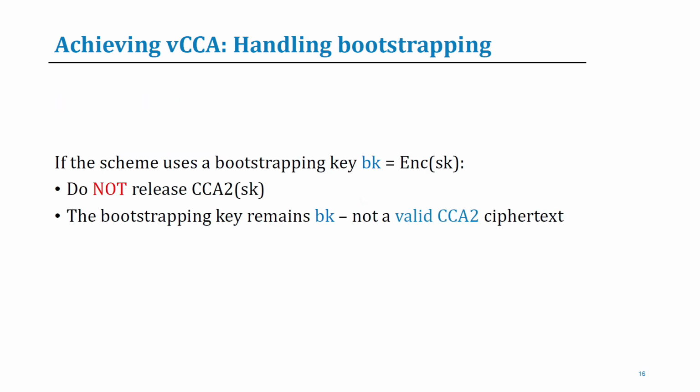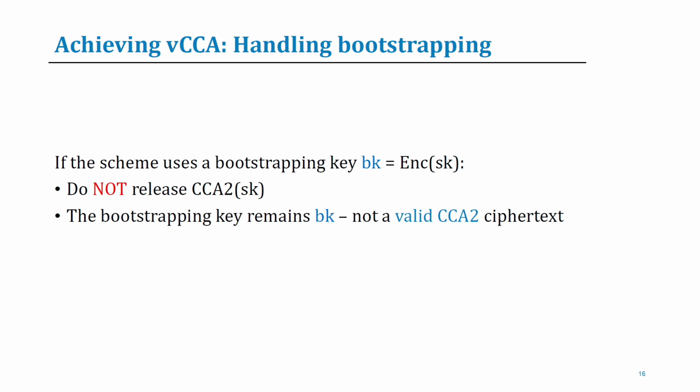Okay, so I did promise that we could do bootstrapping. In fact, we don't need to do anything to get bootstrapping. What's very important is that once you have a bootstrapping key, do not release the actual CCA2 ciphertext, right? We're using this transformation to tell the decryption what is a valid ciphertext and what is not. So obviously, you want the bootstrapping key to remain not valid.